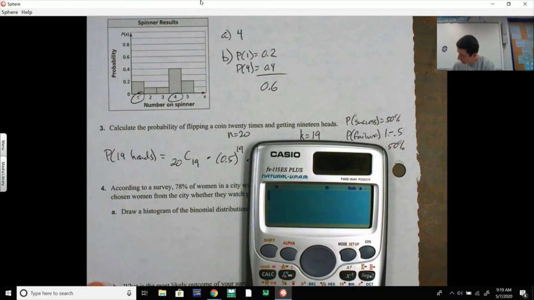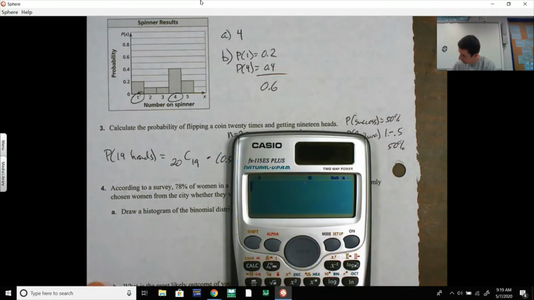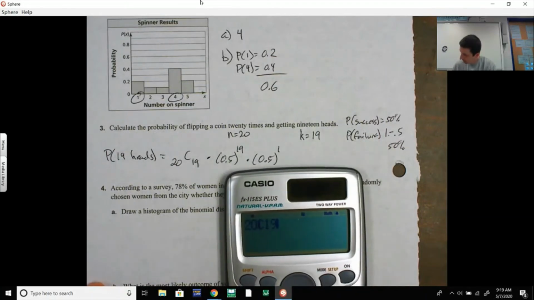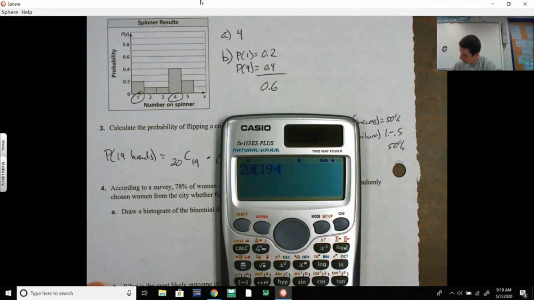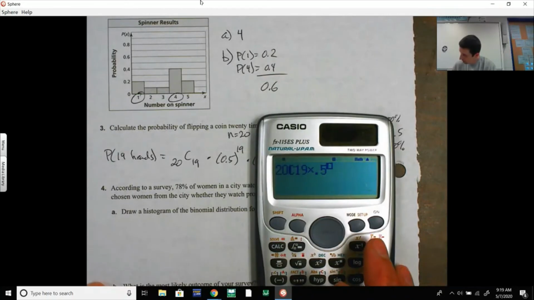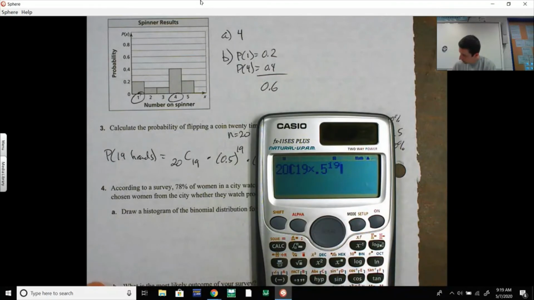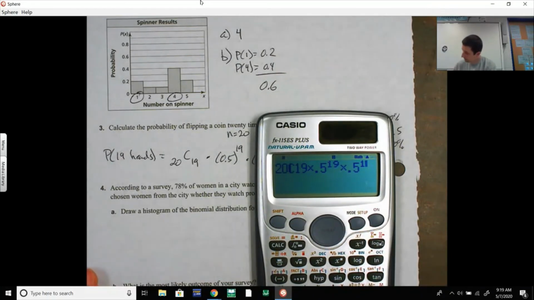This is going to be another scientific notation number. So we have 20, and we want to choose 19. How many sets of 19 of the same thing there? Times 0.5 raised to the 19th power times 0.5 raised to the first. Now you don't have to put the 1 there, you can just put 0.5 again.